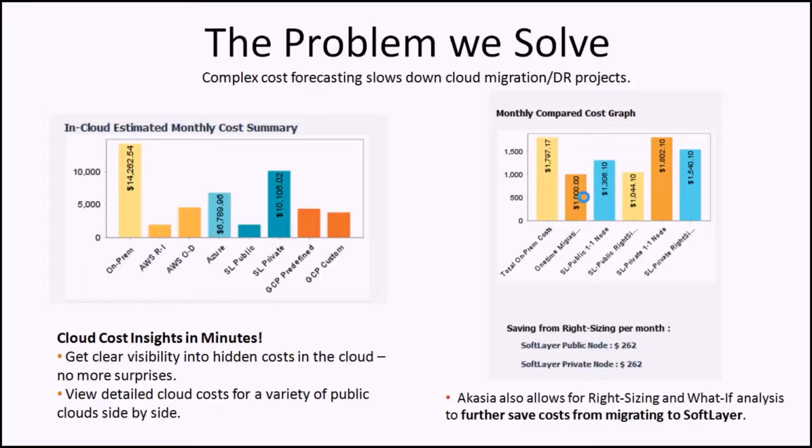So what you can do is get clear cloud cost insights in minutes. We show you the data in chart form, where you can see the costs that are on-prem for a set of workloads and what the cloud costs would be for Amazon, Azure, SoftLayer, or Google if you move those very same workloads with the exact same utilization in those various clouds.